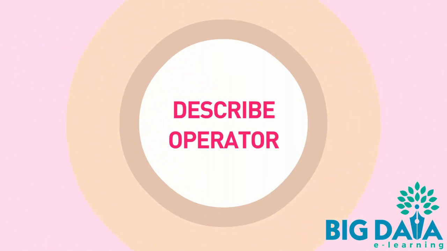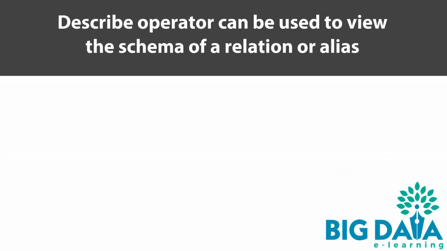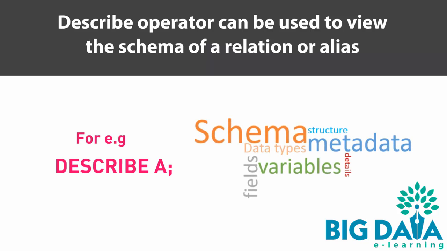Describe operator. Describe operator can be used to view the schema of a relation or alias. For example, to view the schema of an alias A, we can give describe A.